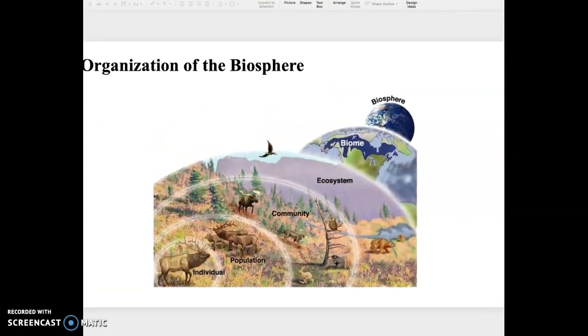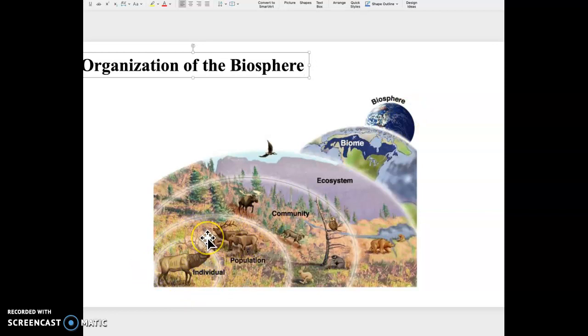Biosphere has to do with circle. Anytime you see sphere, that means circle, but three-dimensional. Bio, living thing. So within here, a single thing is an individual. This is grade 9 stuff, but it's review. An individual is just one.